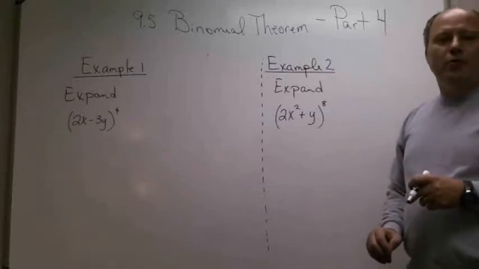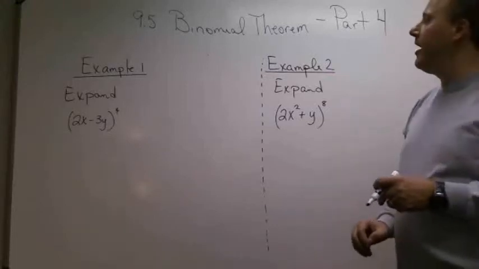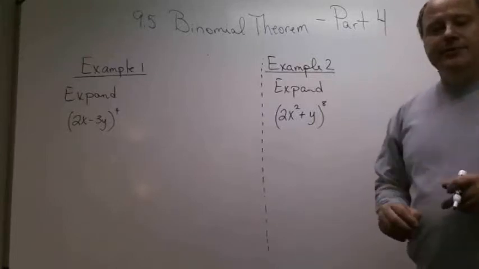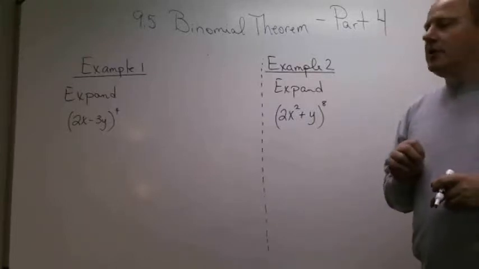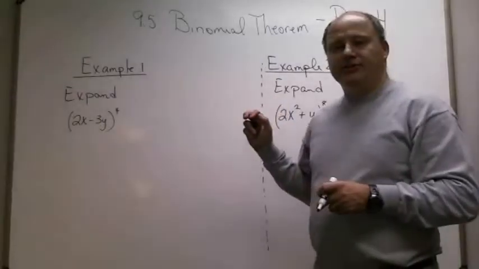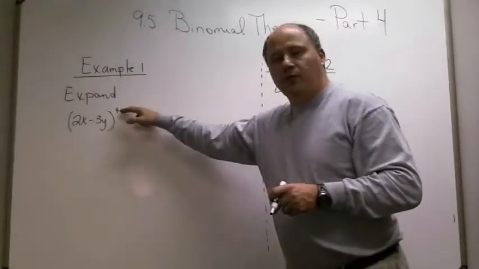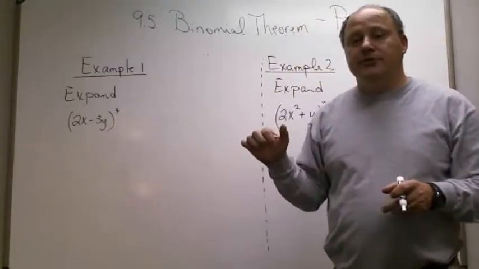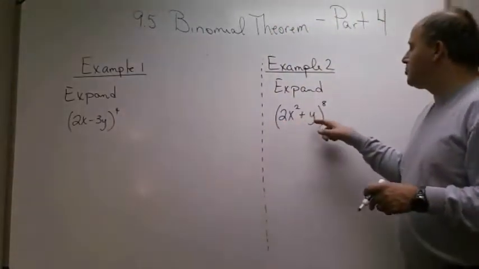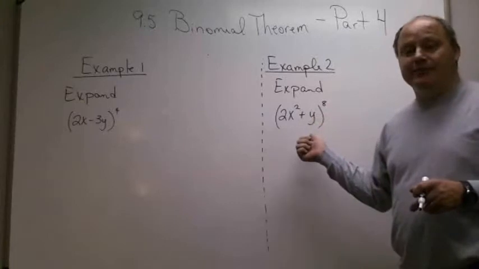So this is part 4 of our binomial theorem lecture, and I decided on this one to give you a couple of examples. They're both expansions. You've got to expand two binomials. One of them is (2x − 3y)^4. This one's going to have 5 terms. And then you have (2x² + y)^8. This one's going to have 9 terms.